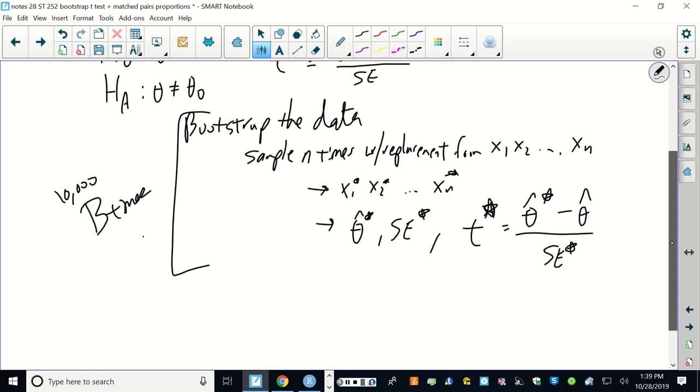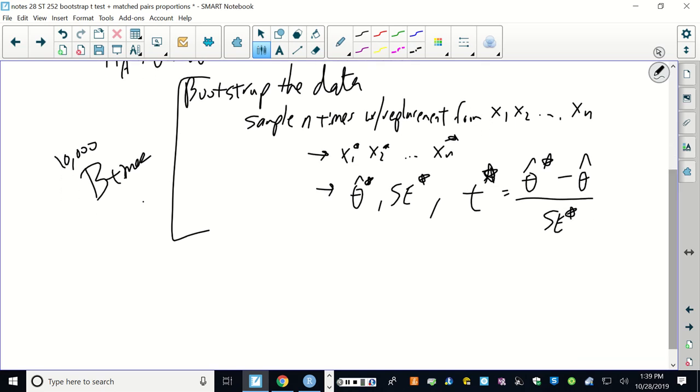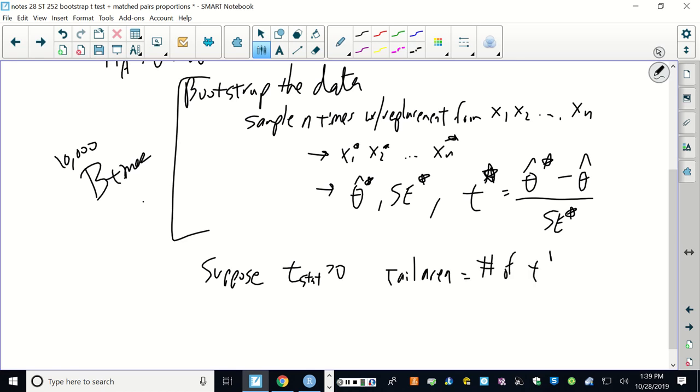And so the tail area, so suppose the t statistic that we got is greater than 0. So our tail area is going to be estimated as the number of t stars that are greater than or equal to our t statistic that we computed above, divided by the number of times we did it.